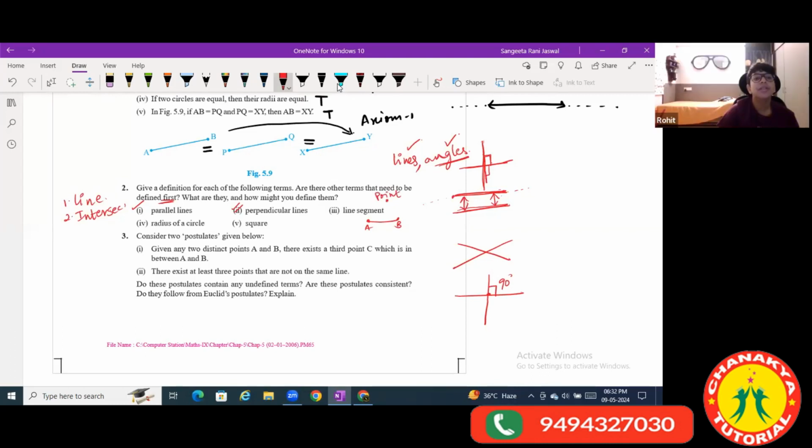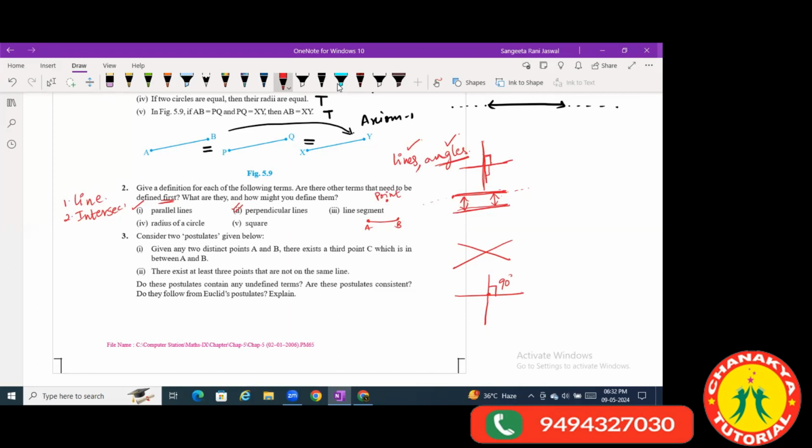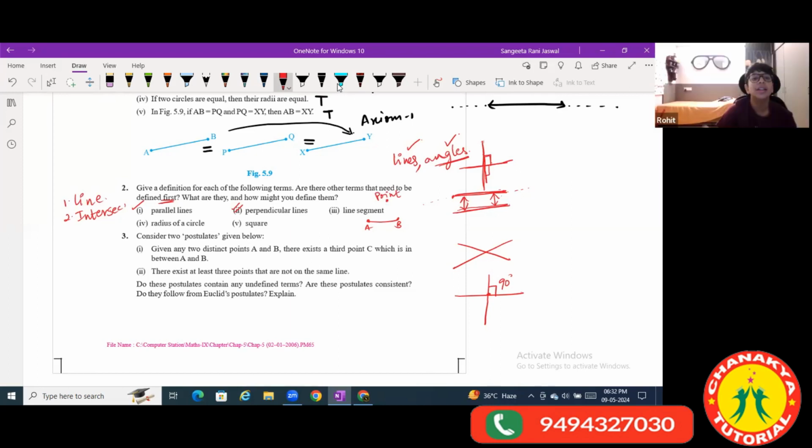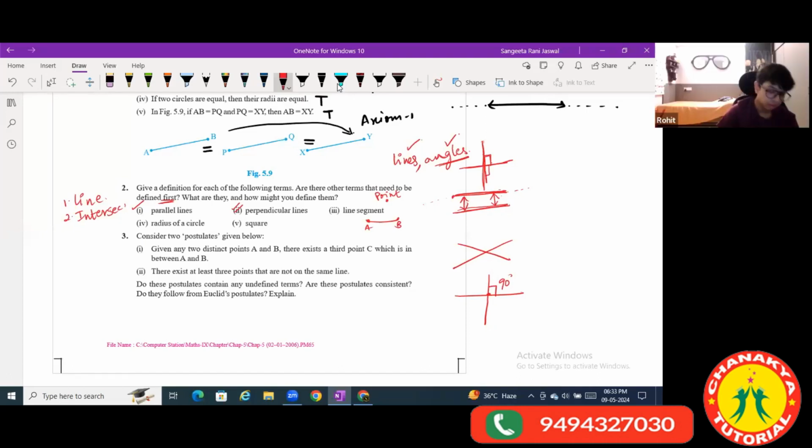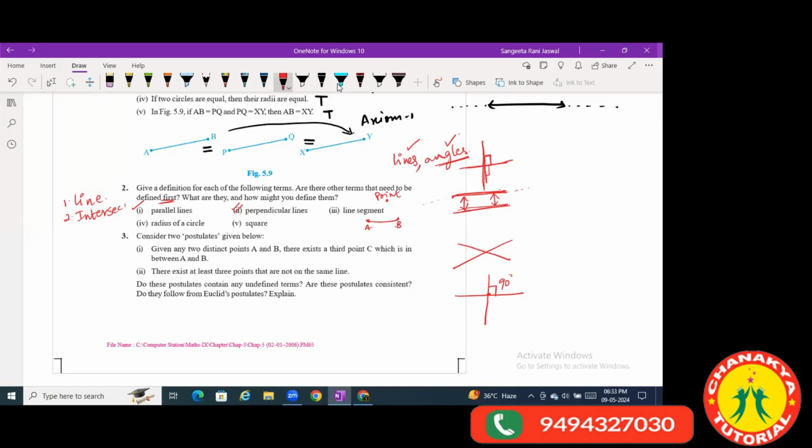After you said it has a starting point and ending point for a line segment, what was the last line you told? Its length is definite. See, a line segment is something that has a starting point and end point. So please write this and write it is a part of a line. Line segment is a part of a line. That's it.